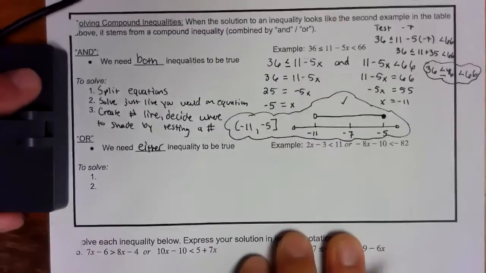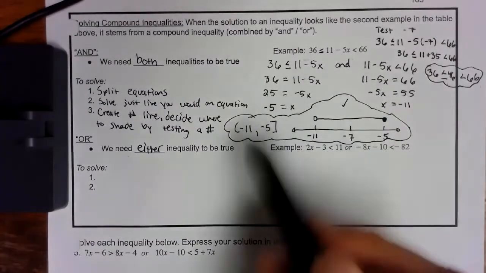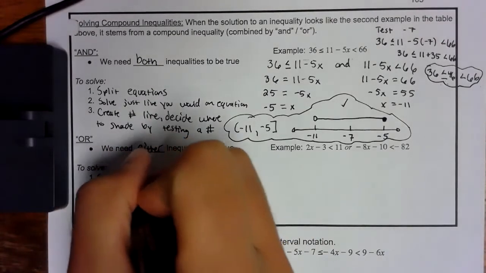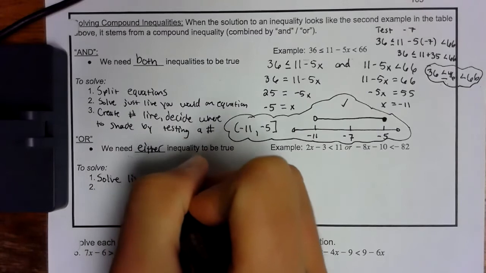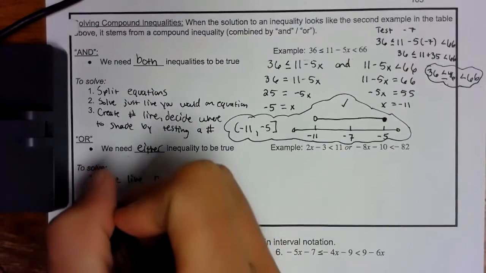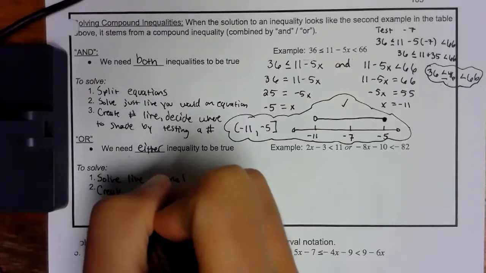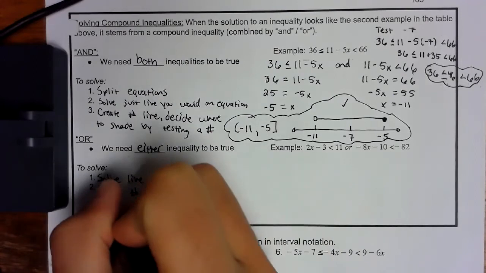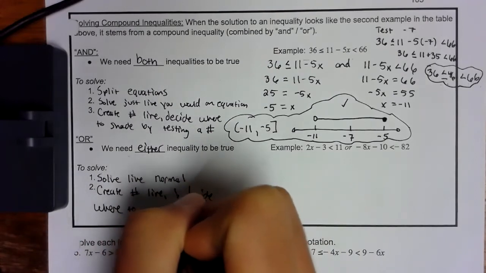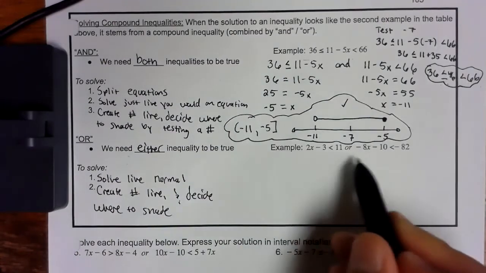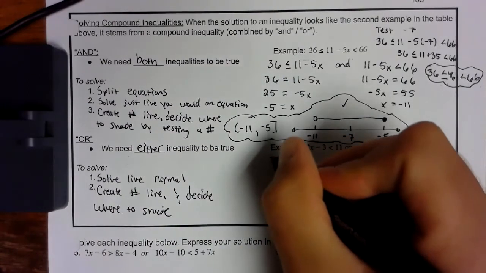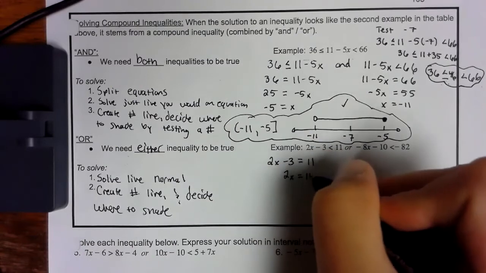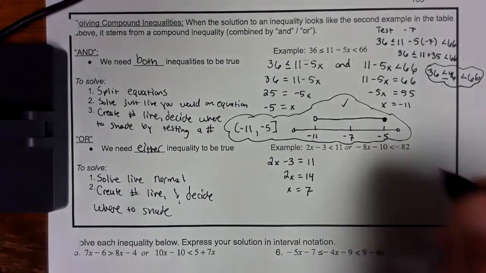But that's important that we can distinguish between these two examples, right? So to solve these, it's really what we did here, but we don't need to split it up. The splitting up has already happened. So we're going to solve like normal, and then create a number line, and decide where to shade. All right, so let's just go ahead and solve this left one first. I'm going to make it an equal sign. Add 3. I get x equals 7 as one of my anchor points.